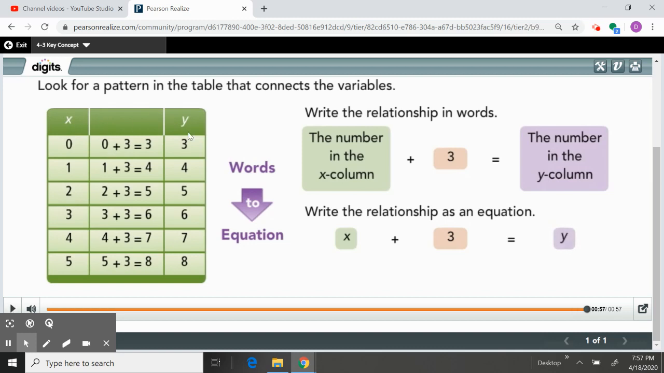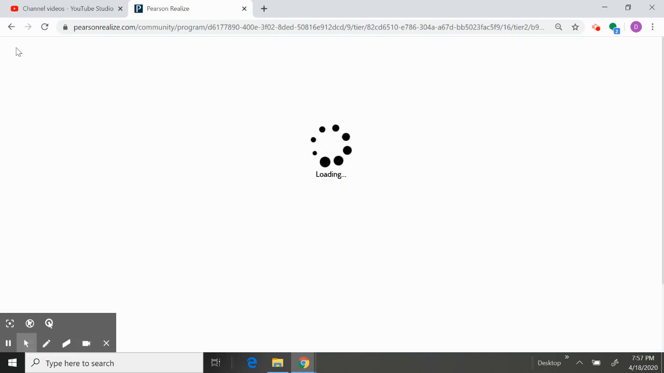Now, just be aware that it's not always going to be adding. Sometimes in data tables, to get from the x to the y, you're going to add, but sometimes you're going to subtract. Sometimes you're going to multiply. Sometimes you're going to divide. So as we get to part one, let's see what we're doing there. And so I'm going to click back here, and then I'm going to click to part one.